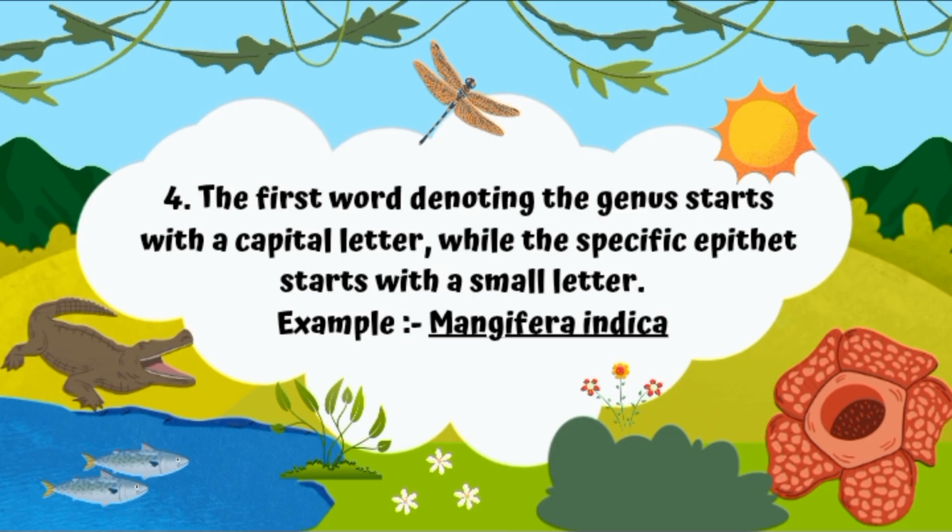The first word denoting the genus starts with a capital letter while the specific epithet starts with a small letter. Here you can see the example of Mangifera indica, where the first name, the genus, starts with a capital letter and the second name, indica, starts with a small letter. And here the two names are underlined, indicating that they are derived from Latin.